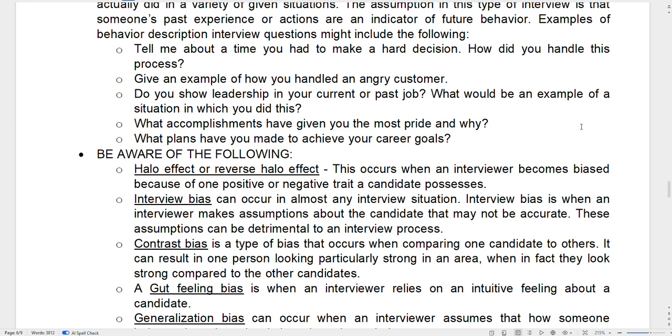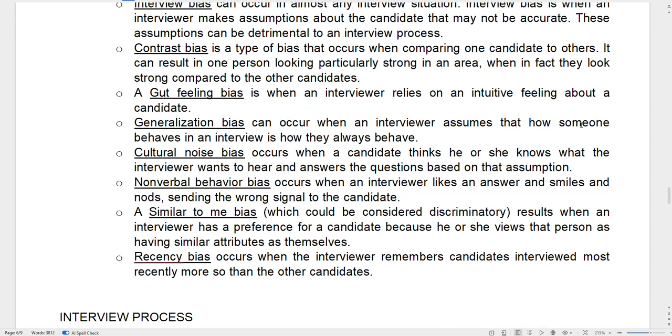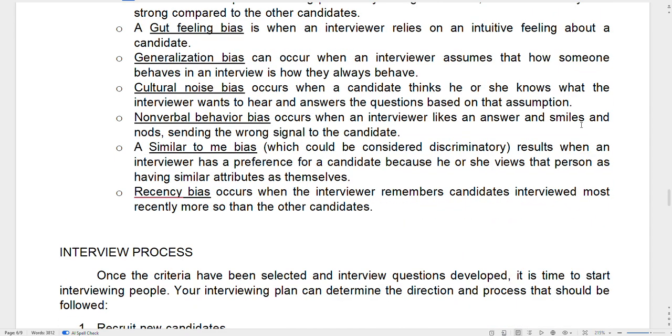So, halimbawa, sabi nga nito, interview bias. It occurs in almost any interview situations. Interview bias is when an interviewer makes assumptions about candidates that may or may not be accurate. Yan. So, kasi iba yung iniisip niya, kaya nagkagano'n siguro. Pero hindi natin sigurado yan. Okay? So, contrast bias, yan. Cultural, non-verbal. Similar to me, ibig sabihin, medyo, talaga, yun. Pareho pala tayo. Ganyan yan.